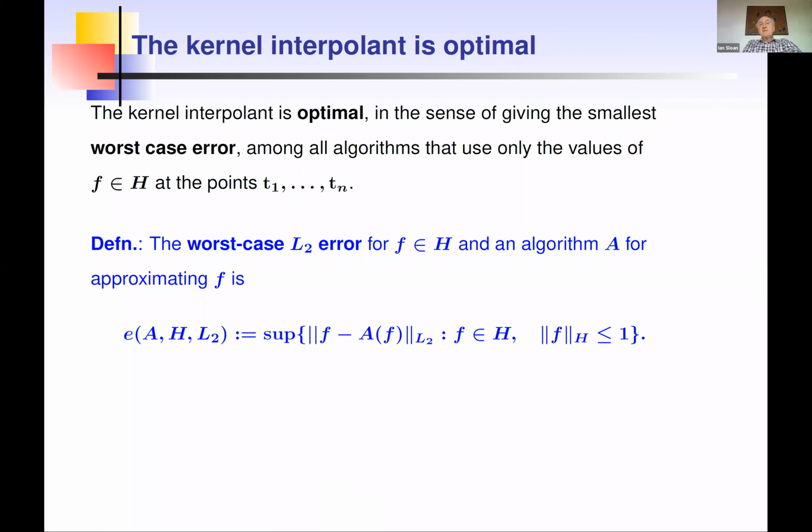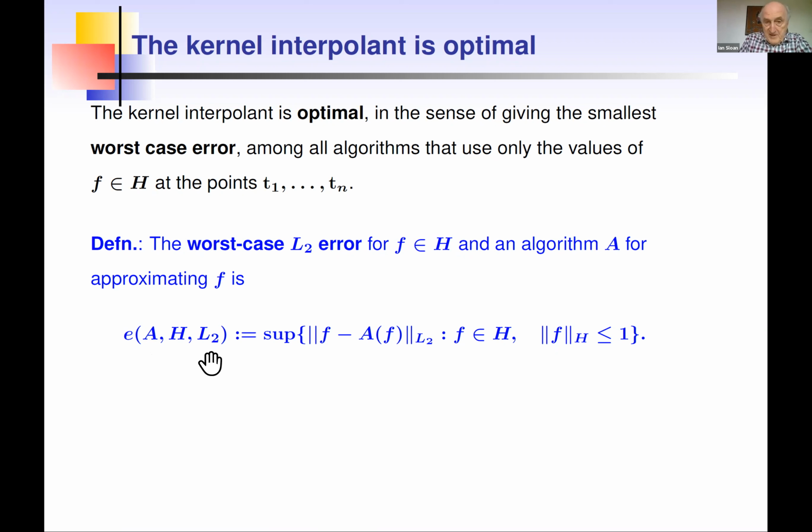In turn, that tells us that the kernel interpolant is optimal. We are very interested in error bounds and so on. So the kernel interpolant is optimal in the sense of giving the smallest worst case error among all algorithms that use only those values of f at the same points, t_1 up to t_n. The worst case L2 error by definition is simply the biggest error in the L2 sense for any algorithm.